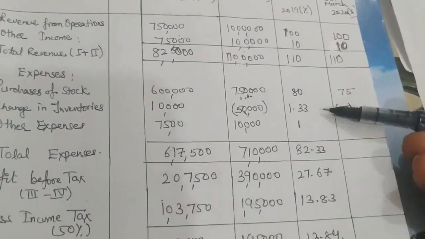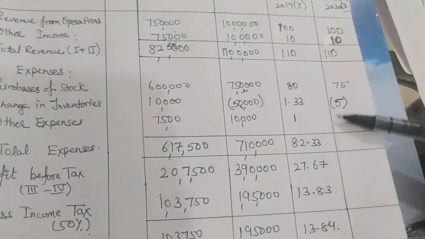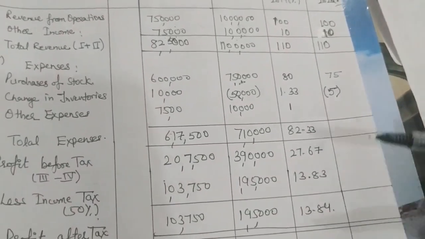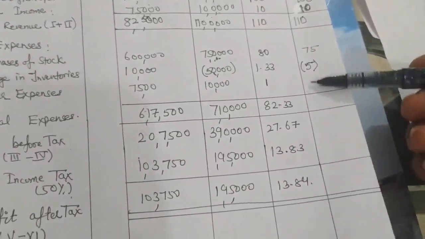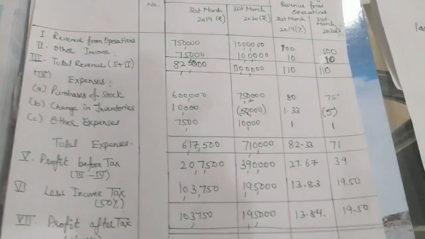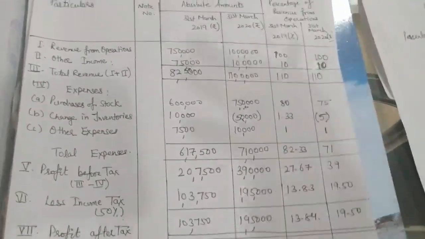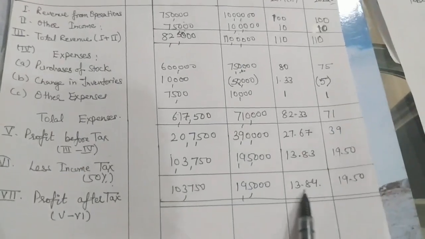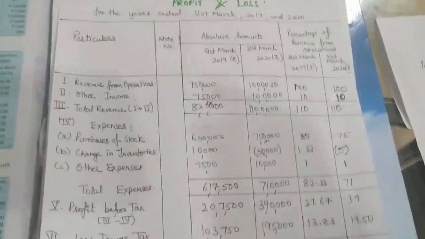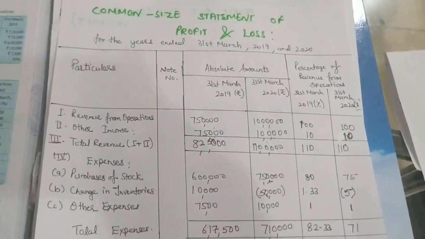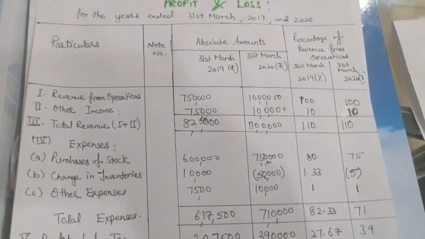Now all these percentages will be calculated and I will do the total of this. Now I have calculated all these percentages in the similar way and at the end I will put a double line here. So this is the common size statement of profit and loss.